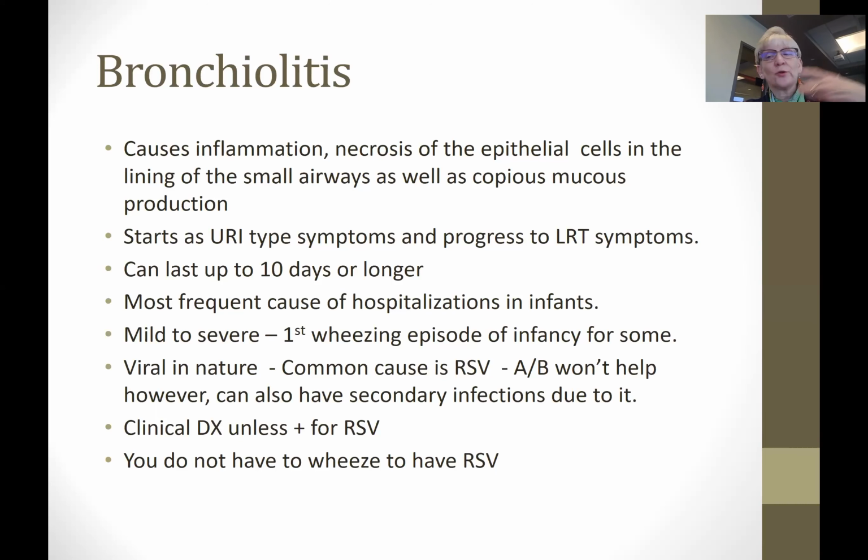If you've got all that drooling, what else can you have? We've already talked about it. Ears, pneumonia. You can have RSV pneumonia, but we're going to treat those. And again, bronchiolitis, unless you've got a positive RSV test, is a clinical diagnosis based on symptoms. Oh, and you do not have to wheeze to have RSV.